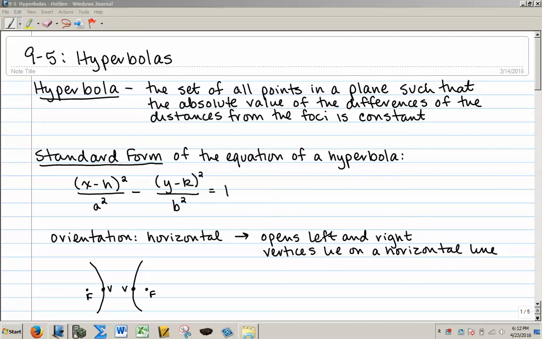The standard form of the equation of a hyperbola looks a lot like the standard form of the equation of an ellipse, but in this case, instead of a plus in the middle, this one has a minus. So it's the quantity x minus h squared over a squared minus the quantity y minus k squared over b squared equals 1. The orientation of this hyperbola is going to be horizontal. That is, it opens to the left and the right, and the vertices lie on a horizontal line. You can also have a hyperbola that opens up and down, but we're not going to focus on that one in this video.